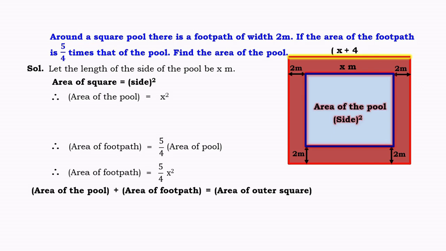Now remember an important relationship. Area of the pool plus area of the footpath equals area of the outer square. Using this relationship, we can form a quadratic equation in the next step.